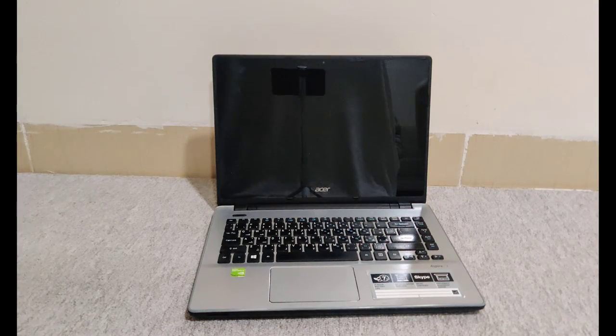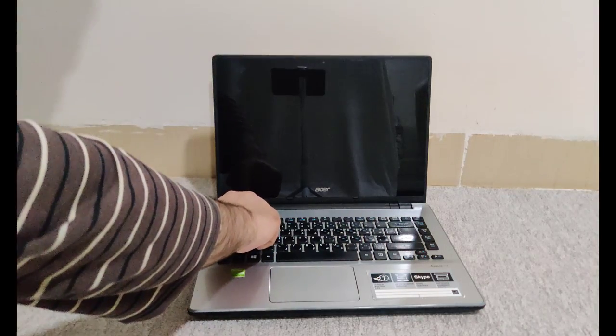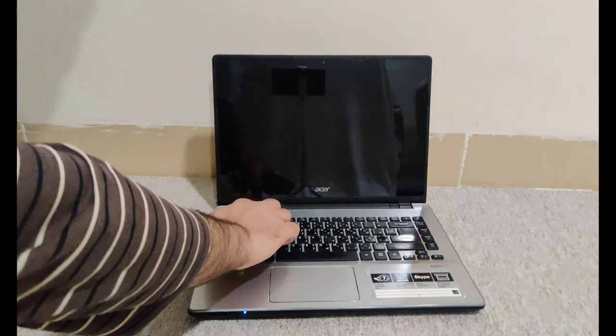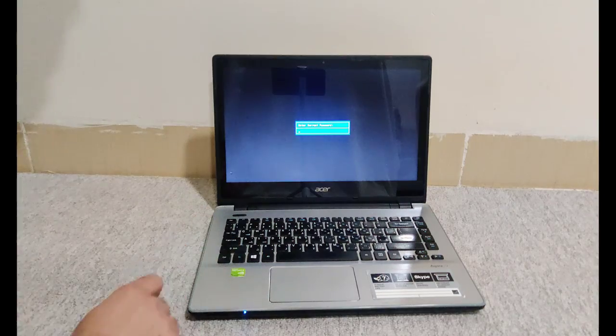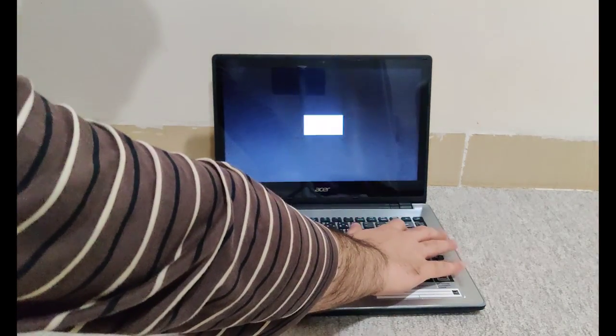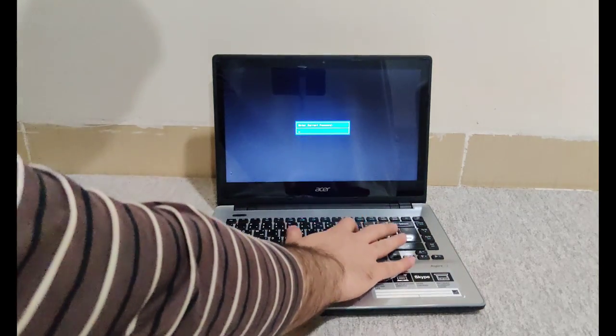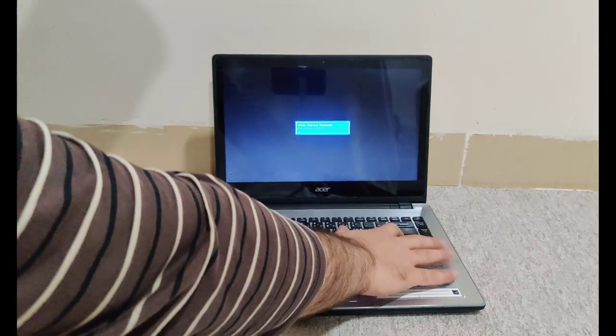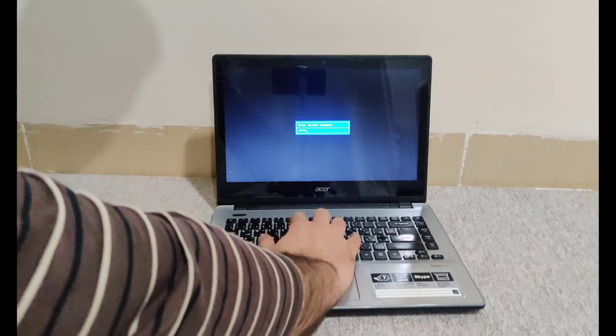Today we have an Acer Aspire V, the V3 version, the old version. The problem is that we cannot enter the BIOS, because as you can see, when I try to enter the BIOS system by pressing F2, it asks for a password. And I don't know the password, so I cannot enter it.